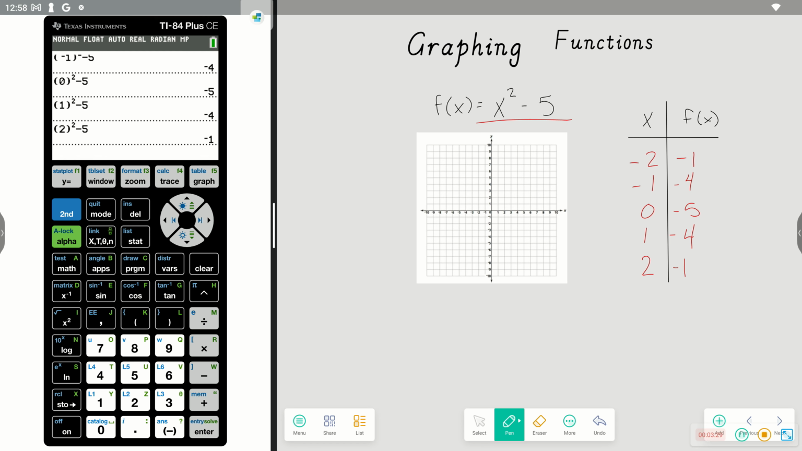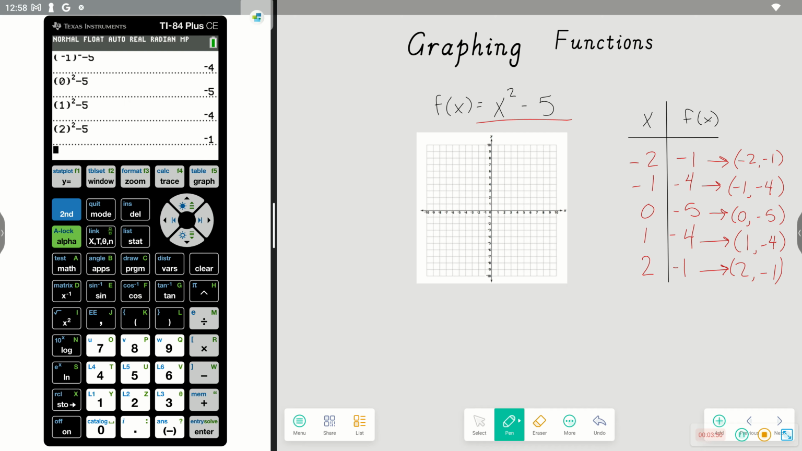So these are all just points now. This is the point -2, -1. This is the point -1, -4. This is 0, -5. This is 1, -4, and 2, -1.